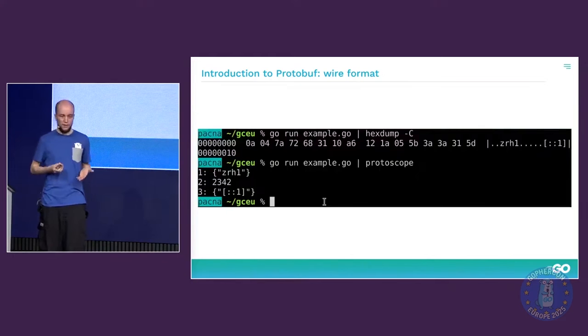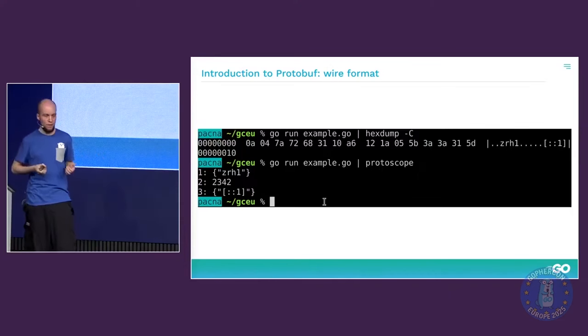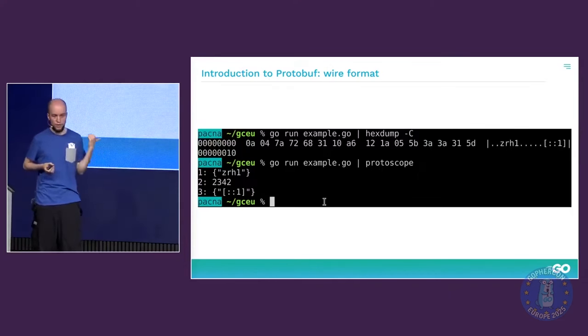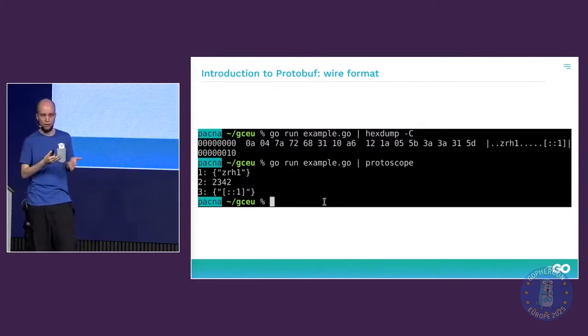Now, if we run this, you will just see binary data. So what can we do in order to make that more readable? There are two ways. One of them is we just feed the output into hexdump, and then it'll display a human-readable version of this. And you can see on the right-hand side that the values like the Zurich 1 and the IPv6 localhost IP address are still in there, but the field names no longer are, in contrast to JSON.